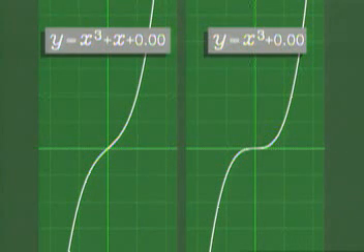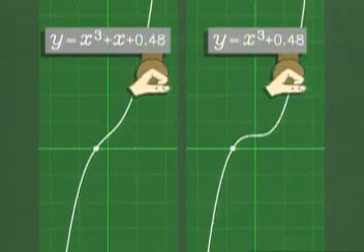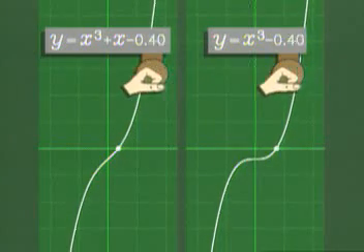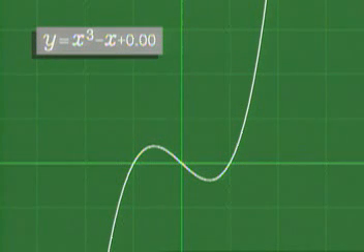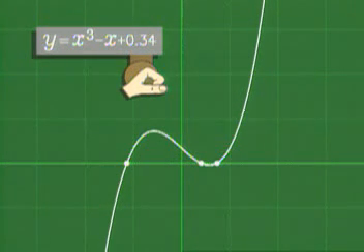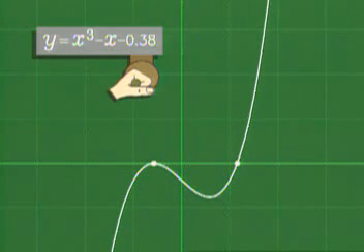In each of these 2 examples, the graph crosses the x-axis at exactly 1 point, even when the graph is moved up or down. But in this example, the graph crosses the x-axis at 3 distinct points. Adding a constant doesn't change the shape, but it can change the number of zeros from 3 to 2 to 1.